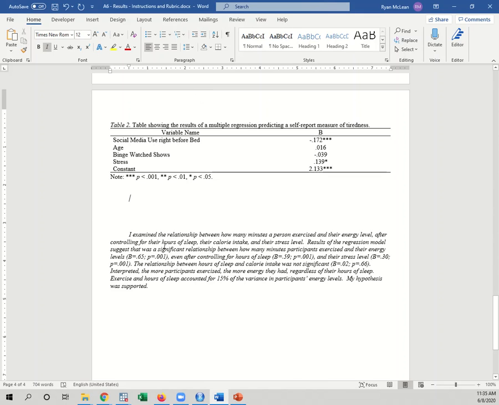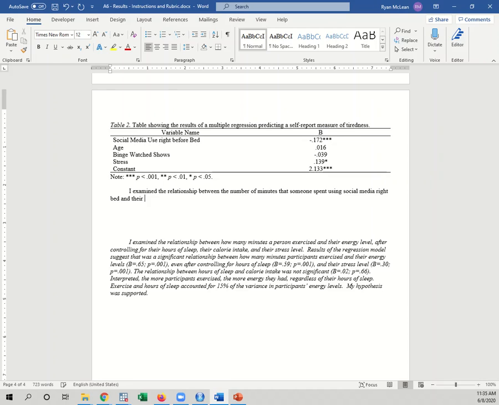I came in here and moved down the example paragraph, and we're going to use this example paragraph with our table to write our results section. So, what is happening? Relationship between the number of minutes that someone spent using social media right before bed and their tiredness level when they wake up to their alarm.